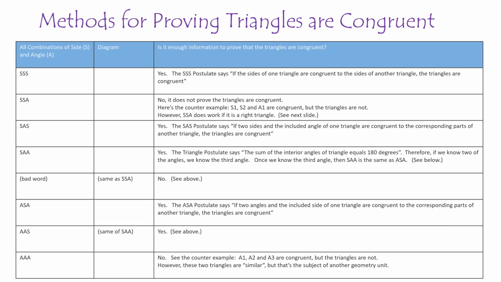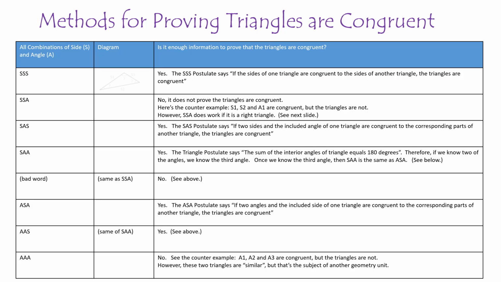So here is the big comprehensive look at this. And if we look down the left-hand side, we see all combinations of side and angle. And we're going to go through each of these, and we're going to ask, when you have these three pieces of information, is it enough to prove that triangles are congruent?